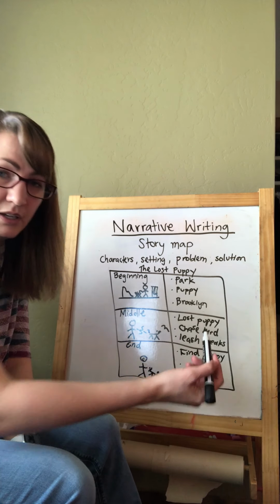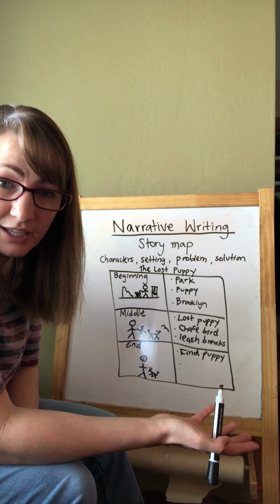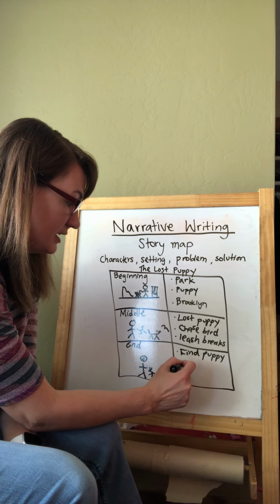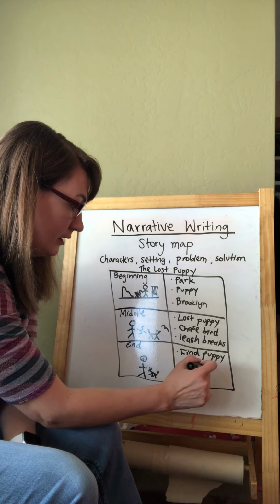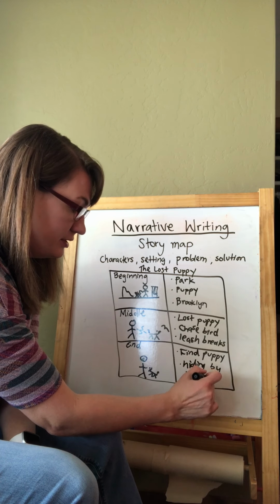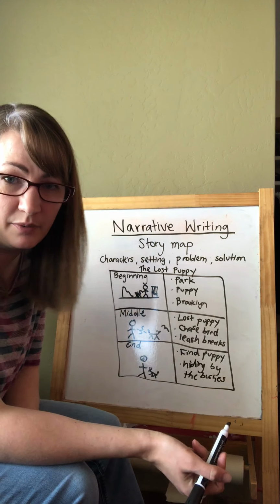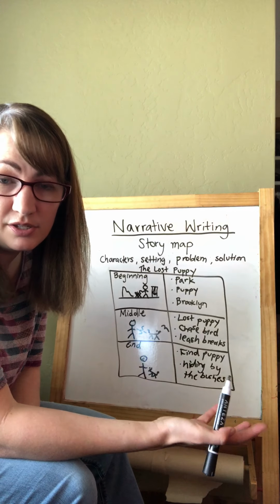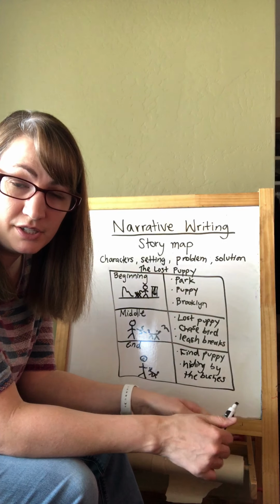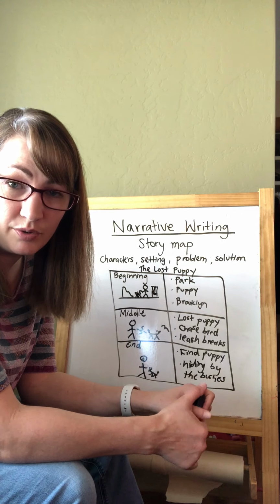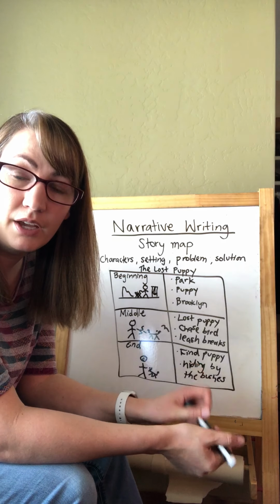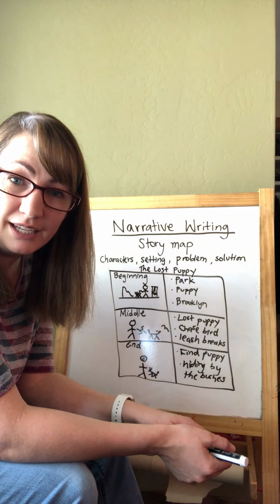So we could add things like, where would she find her puppy? Like maybe the puppy is hiding by the bushes or something. Okay, and that's how we could end our story, is she searches and then she finds her puppy hiding by the bushes. Now, this is just an example of how you could make a story map, and then you can turn your story map into a story using dialogue.